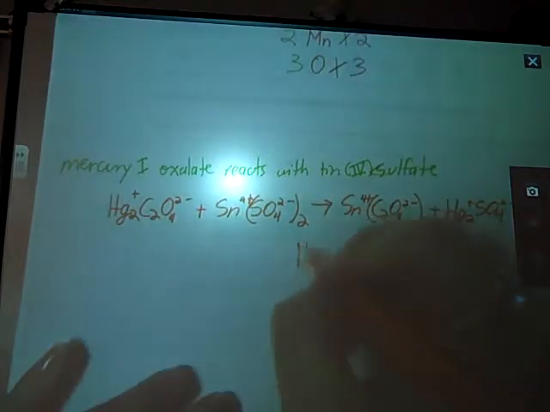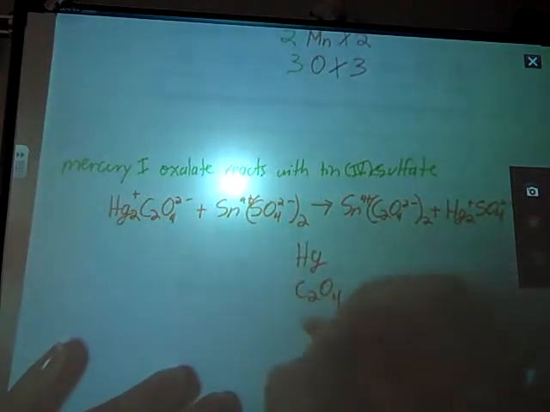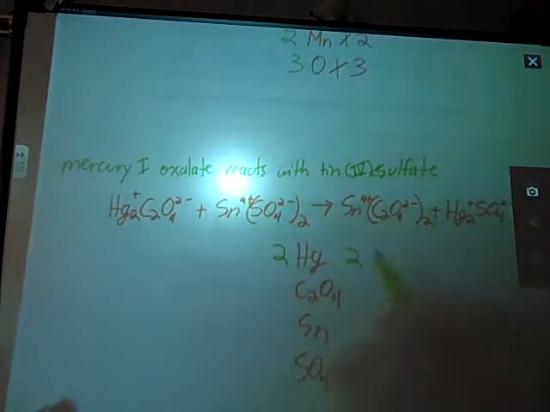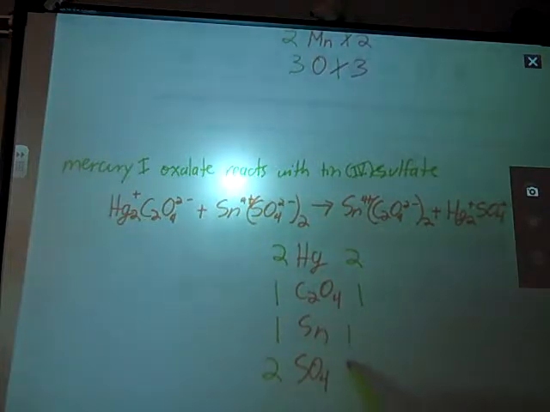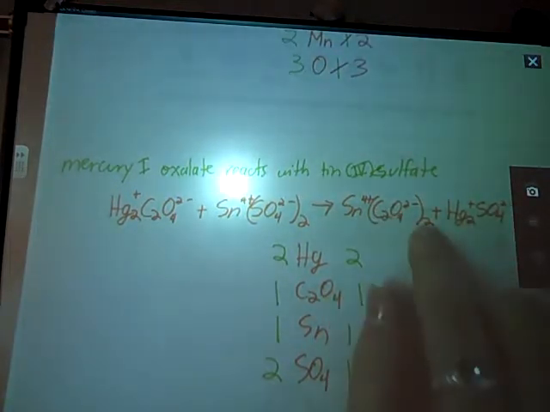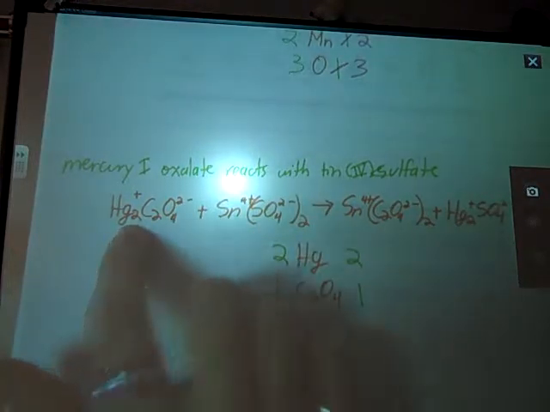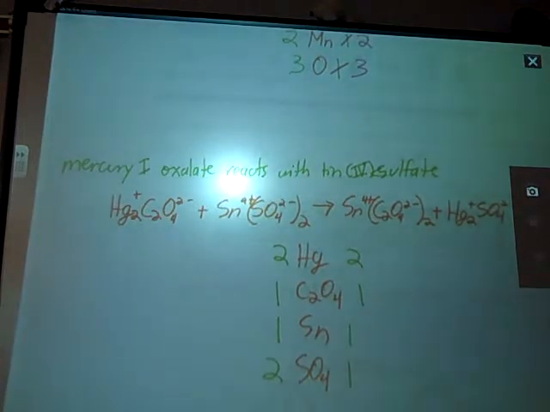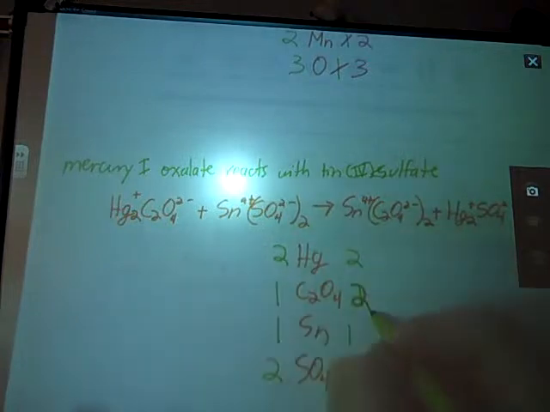Alright, now let's balance. I've got an Hg, an oxalate, a tin, and a sulfate. Alright, let's tally. 2 mercuries, 1 oxalate, 1 oxalate, 1 tin, 1 tin, 2 sulfates, 1 sulfate. Alright, let's see what's off. My sulfate is the only one that's off. Did I do that right? I did, okay. Whoops. There's what I messed up. I knew something looked off.